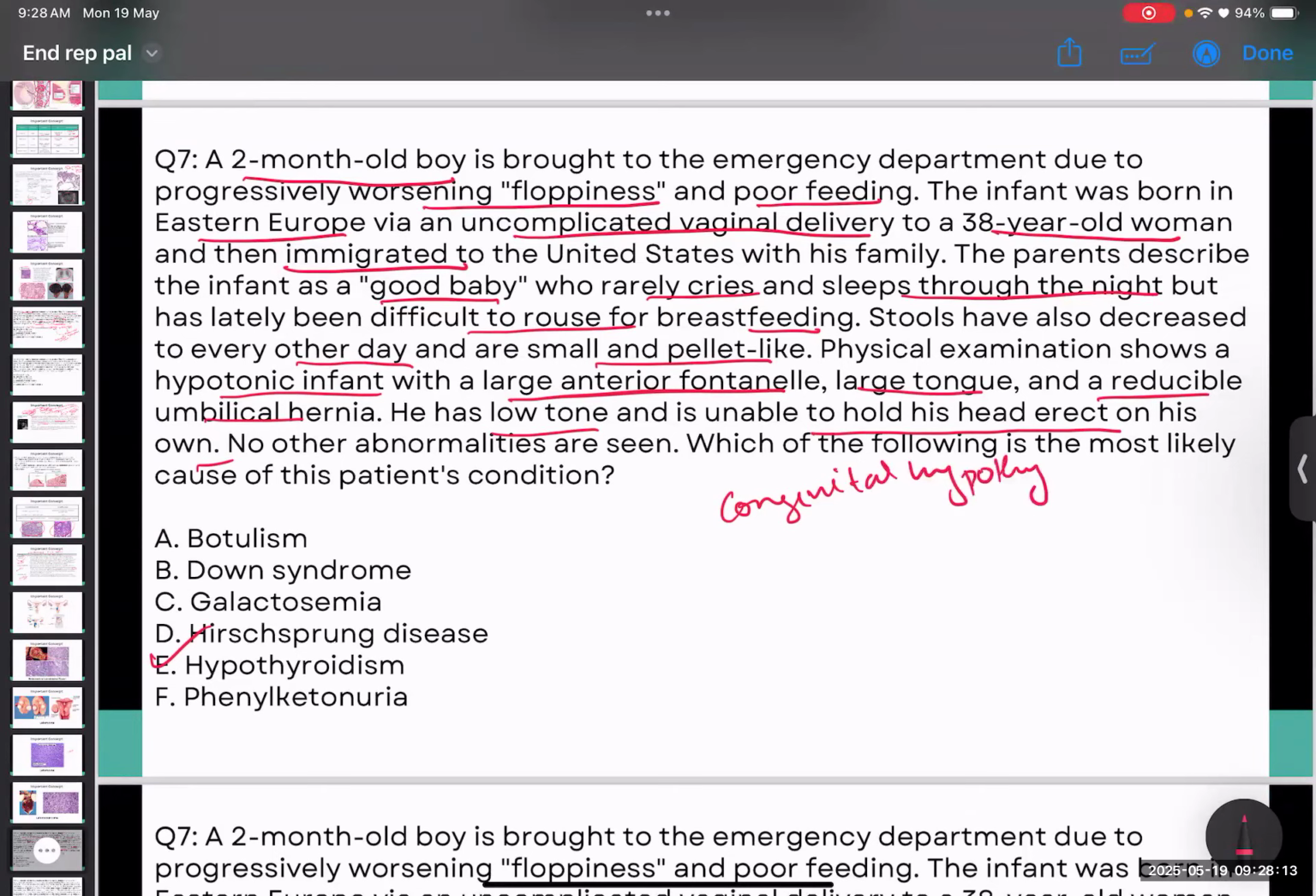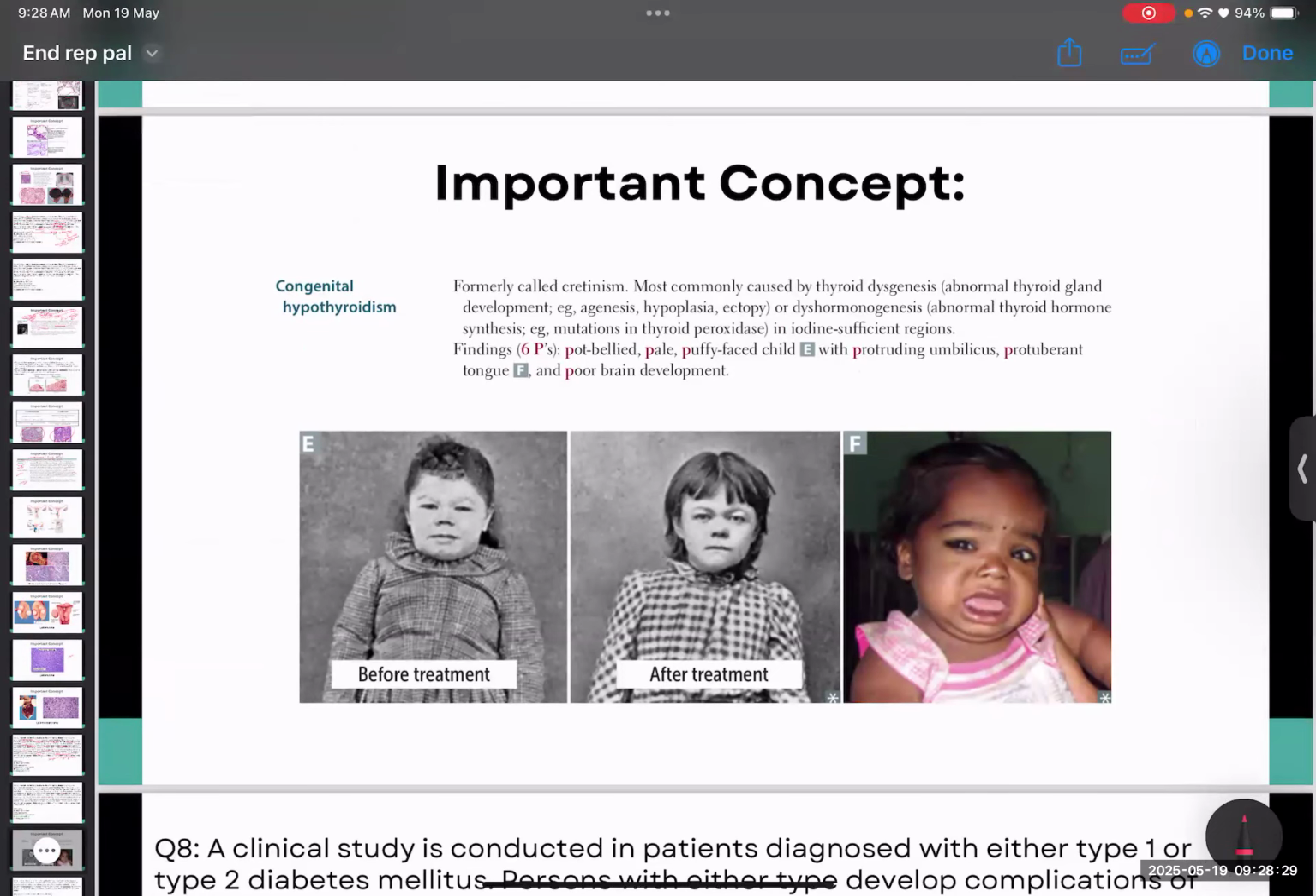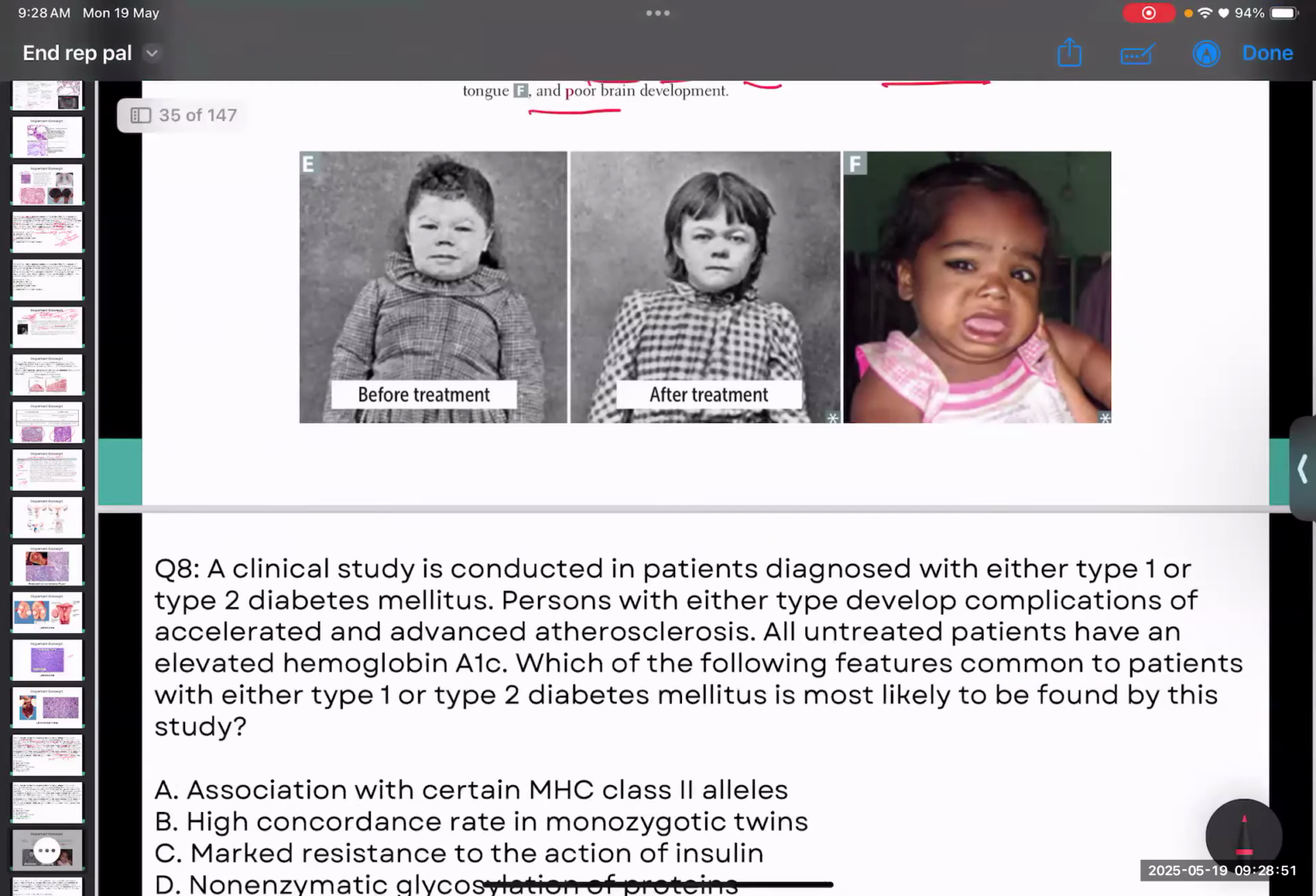And especially given the fact that this patient is coming from a background of an underdeveloped area where the mother may have not received proper nutrition during her pregnancy, that's probably what led to development of congenital hypothyroidism. So yeah, you have these findings. They're called the 6 Ps. So pot-bellied, pale, puffy child, protruding umbilicus, protuberant tongue, and poor brain development. So you have to give them thyroid hormone supplements ASAP, because otherwise it would become irreversible intellectual disability. So these are the findings. If you know what the clinical picture looks like, it's a very easy diagnosis.